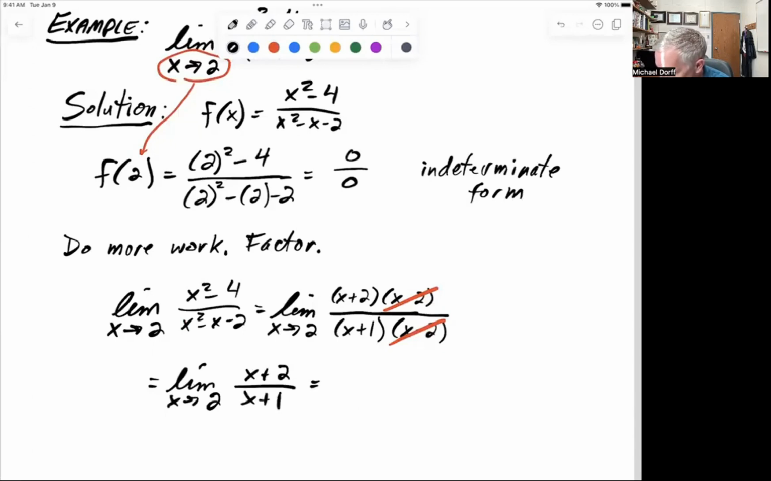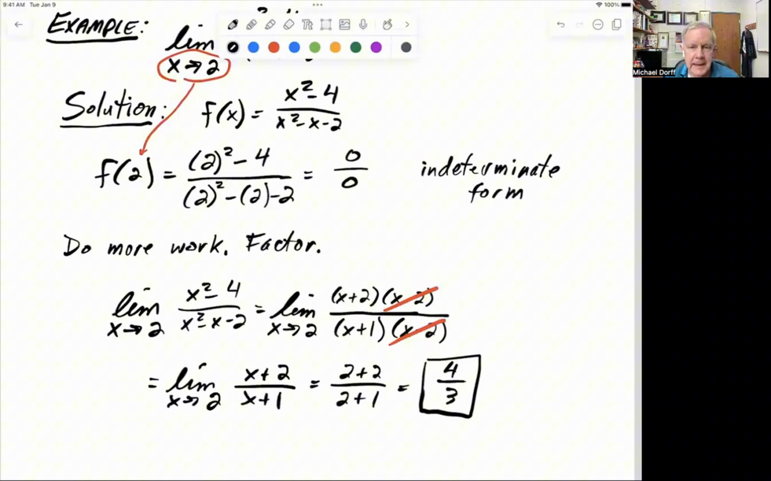And now when I do direct substitution, I get 2 plus 2 in the numerator, 2 plus 1 in the denominator, and I get an answer of 4/3. And that is my correct final answer. Now, why does this work? Why can I cancel out the x minus 2 in the top and the x minus 2 in the bottom?